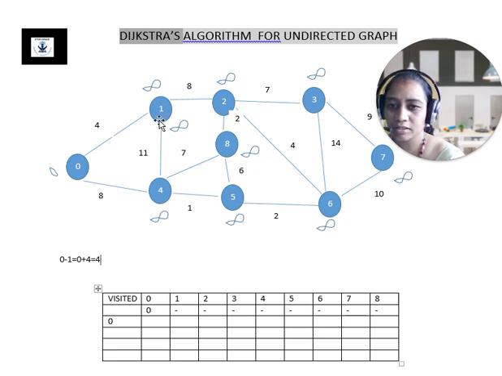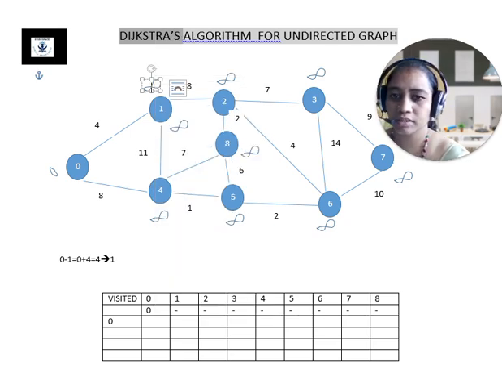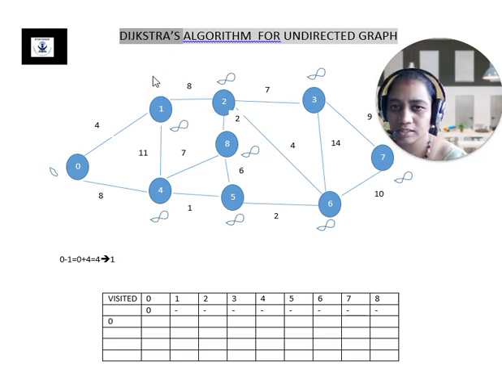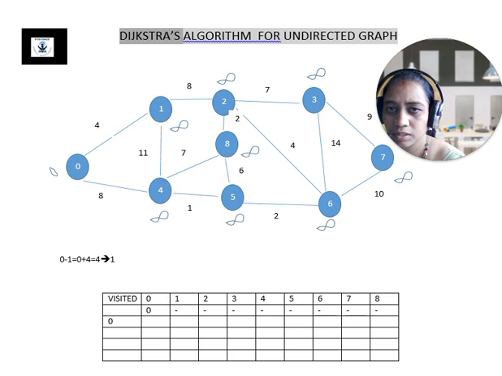Now what is the cost of 1? From 0 to 1, this will be the cost of 1, right? The infinity that we had written, we will cancel, and write it as 4. So now the value of node 1 is 4.